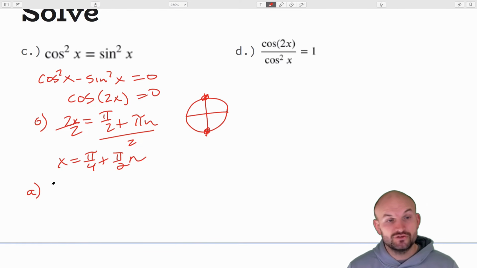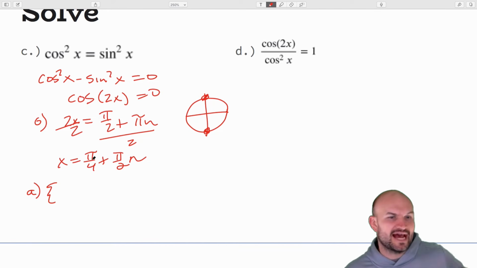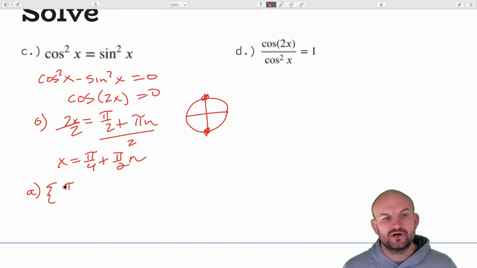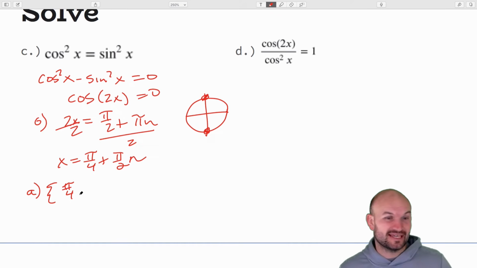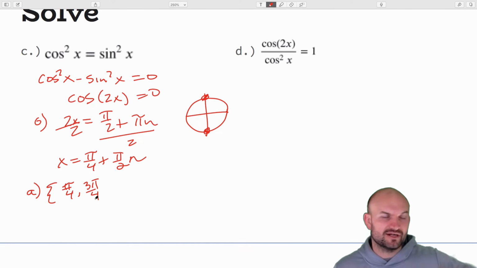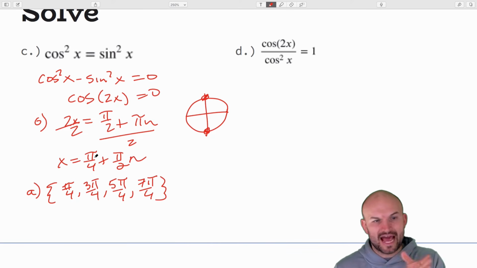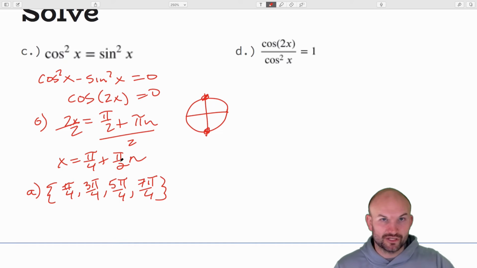Now to find all the solutions, all I'm going to do is add pi over 4 plus multiples of pi halves, which would be 2 pi over 4. So I have pi over 4, and then I could add pi halves again, which would be 2 pi over 4. 2 pi over 4 plus pi over 4 is 3 pi over 4. And you're going to keep on going until you can't go above 2 pi, which would be 8 pi over 4. So I have 5 pi over 4 and 7 pi over 4. Okay, so I kept on adding pi halves to pi over 4 because n represents those additions you can make, and you keep on going as far as you can go.